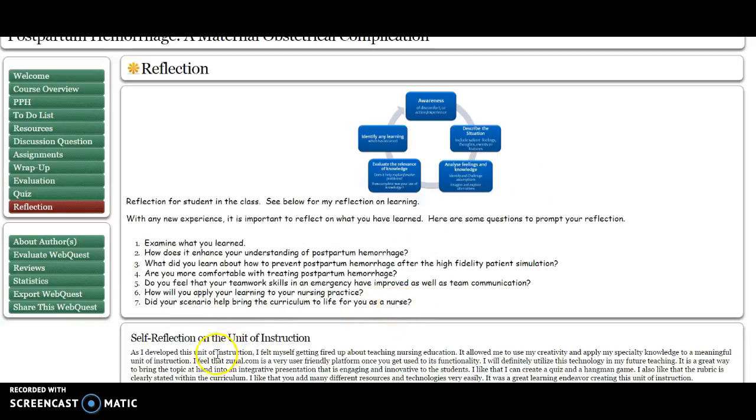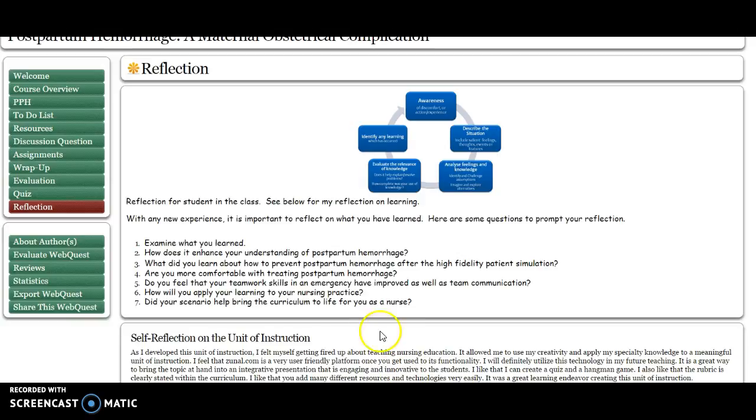I see that you added a self-reflection on the unit of instruction. I'm glad that you got fired up about the teaching. It is a very user-friendly platform. I enjoyed Screen-O-Matic, and I'm glad to see you going to utilize it in your future teaching. So that's my teaching technology challenge for this week.